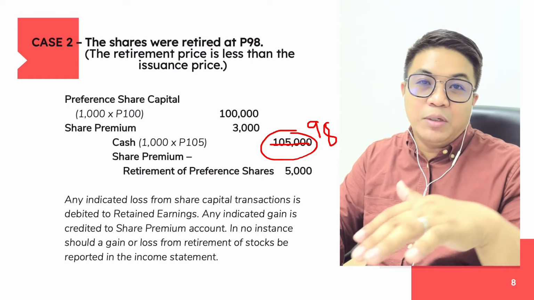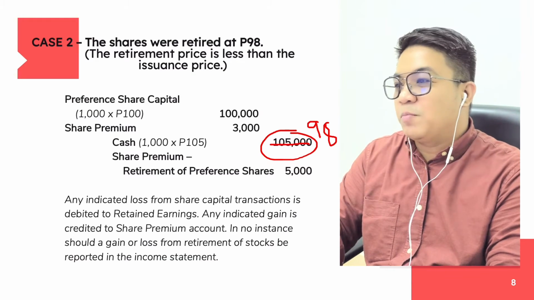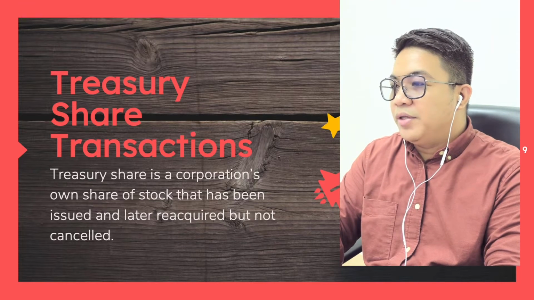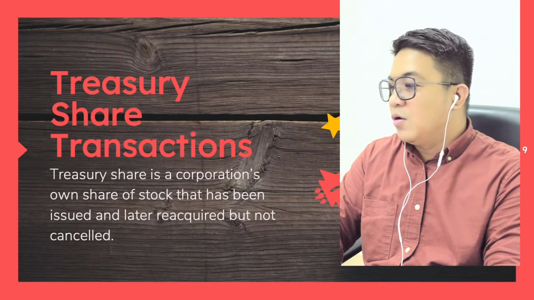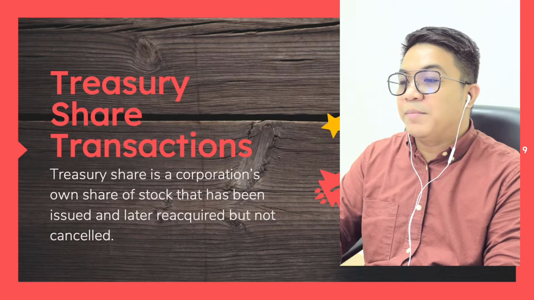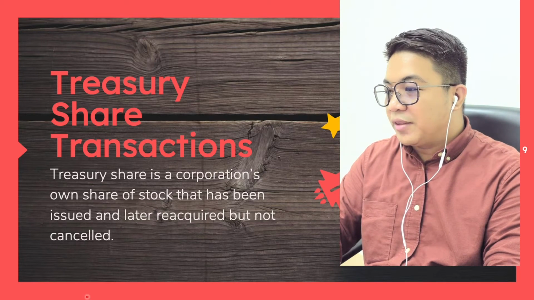At a discount, below siya ng 100 peso par. Okay? Oh, by the way, yung computation pala dun sa 98,000, that's 1,000 shares multiplied by 98 pesos per share. So, just a correction to that.